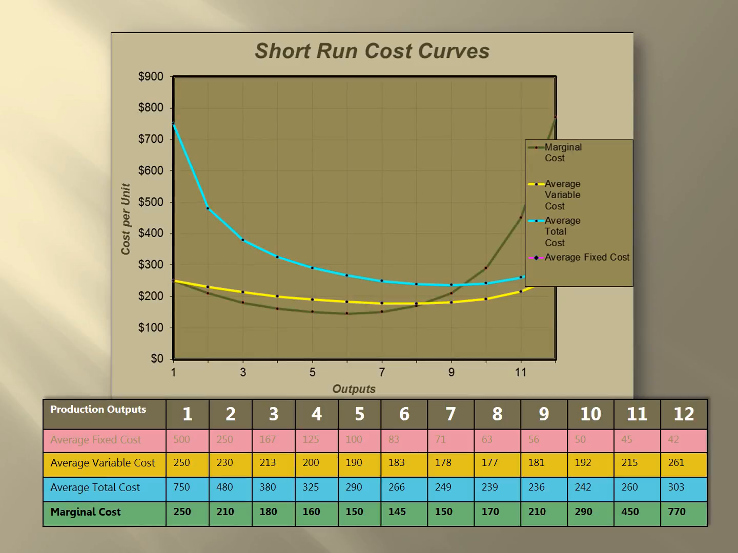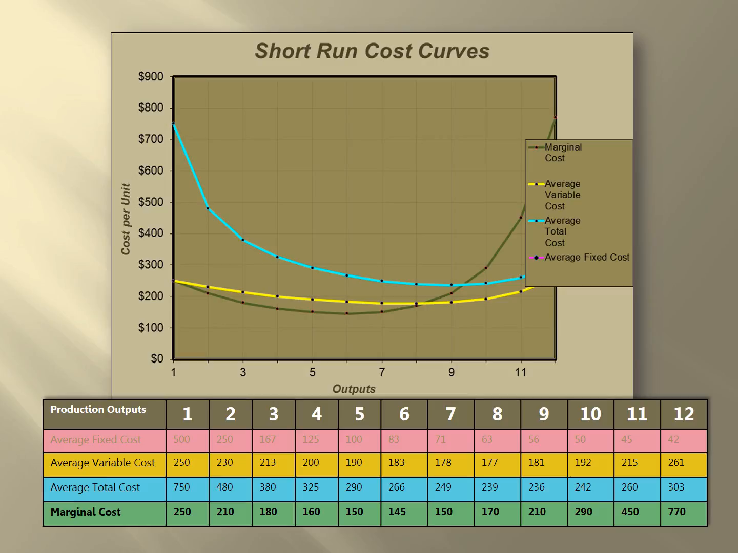Our last short-run cost curve is the marginal cost curve. This curve shows us the additional cost for producing one more unit of an output. Placing the marginal cost curve on top of the average total cost and average variable cost curves also helps us illustrate the marginal average rule.